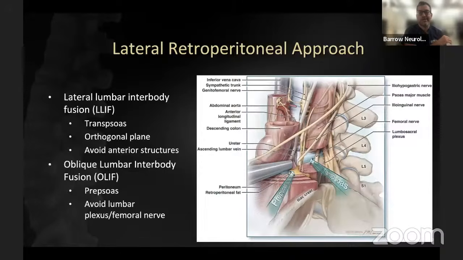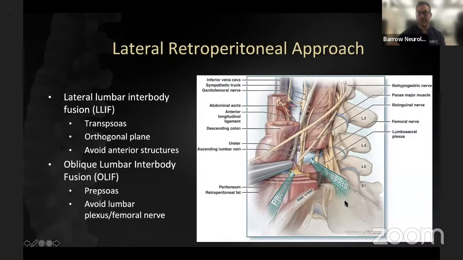There are really two main procedures that are done for interbody fusion with this approach. First is lateral lumbar interbody fusion, which is a trans-psoas approach. Proponents of this procedure tout its ability to place the interbody in the orthogonal plane to the spine. It also allows you to avoid anterior structures like the colon or the major vessels. The alternative approach is the oblique interbody fusion, which is a pre-psoas corridor, with proponents advocating that you can avoid issues retracting or injuring the lumbar plexus and the femoral nerve, which runs through the psoas muscle.